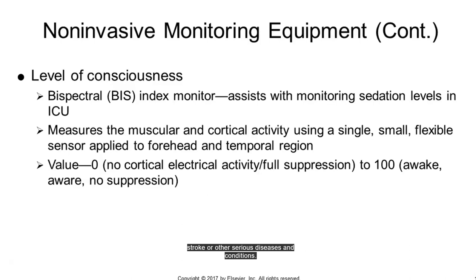In the ICU, a bispectral index monitor, or BIS, may be used to determine level of sedation. It is a small, flexible sensor that is applied to the forehead and temporal region and measures muscular and cortical activity. It is recorded every 15 seconds, and the value ranges from 0, meaning no cortical activity and full suppression, to 100, meaning the patient is awake and there is no suppression. This can help titrate sedatives, with 60 to 70 being the targeted range to provide light to moderate sedation. It is also useful for the therapist when assessing the patient for weaning from the ventilator, as heavy sedation needs to be removed prior to weaning trials.